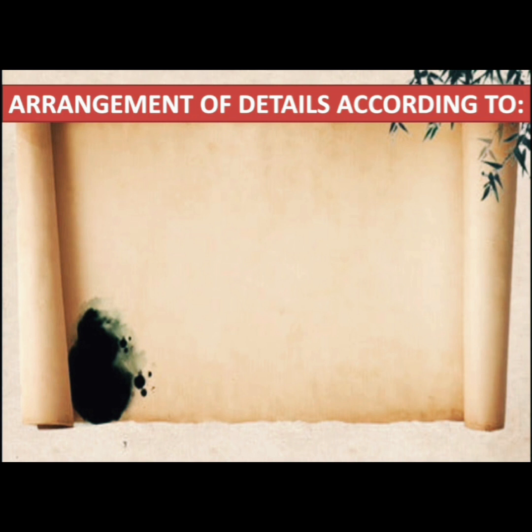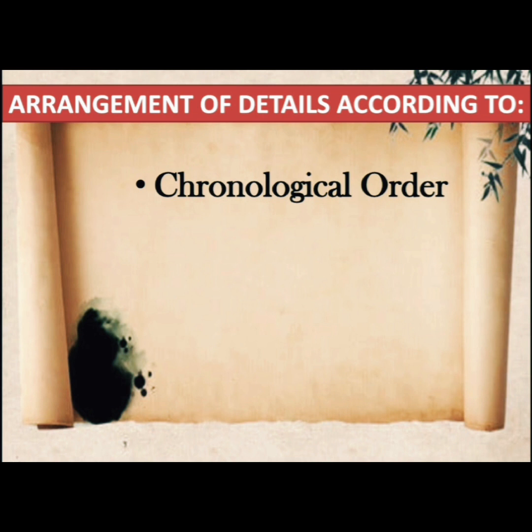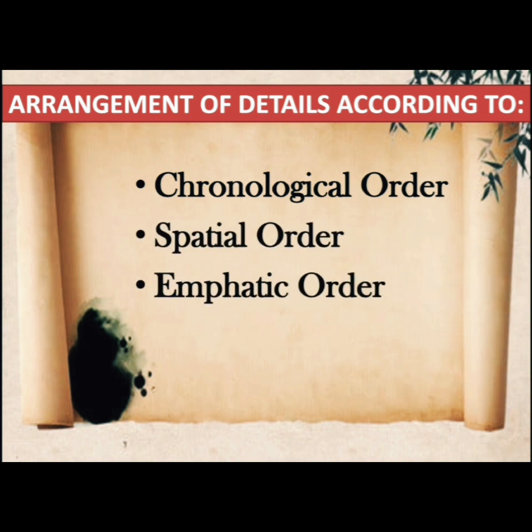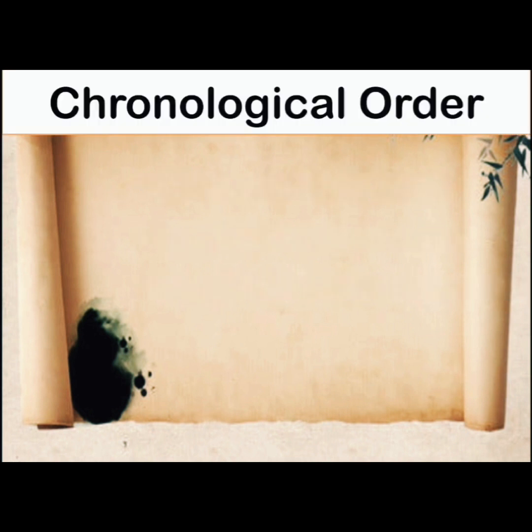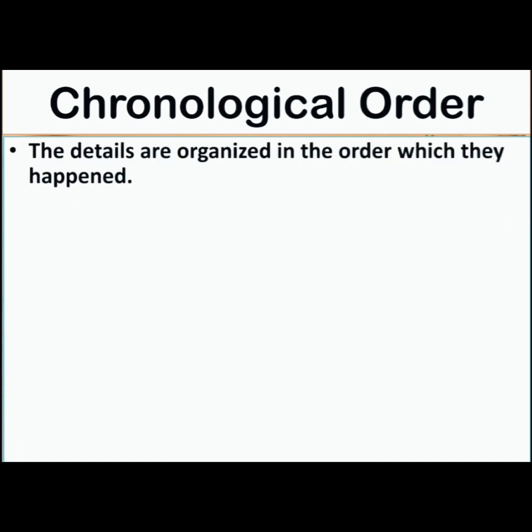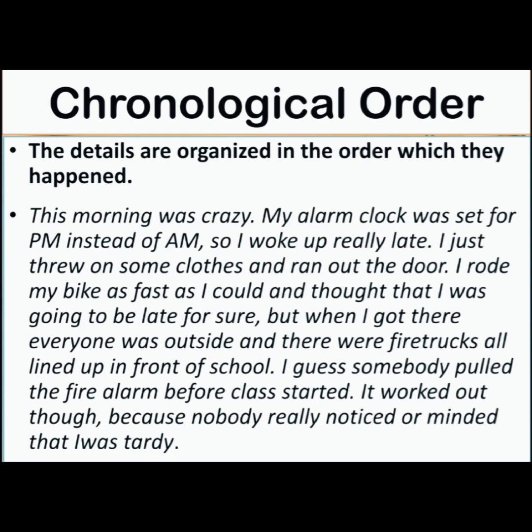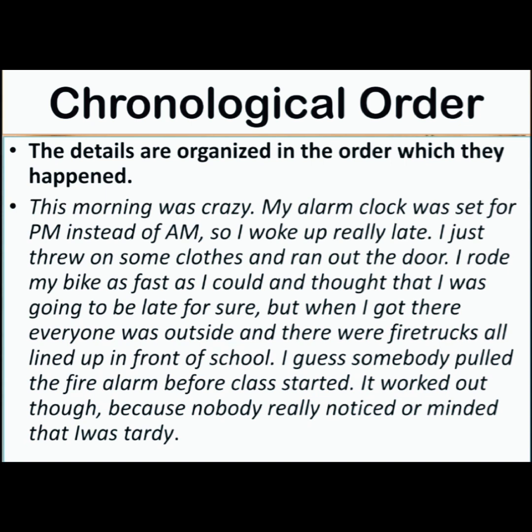At the bottom part, we also have to remember this arrangement of details according to chronological order, spatial order, and emphatic order. Chronological order. The details are organized in the order in which they happen. This is an example. The details in this text tell us what happens first up to the last or the ending.